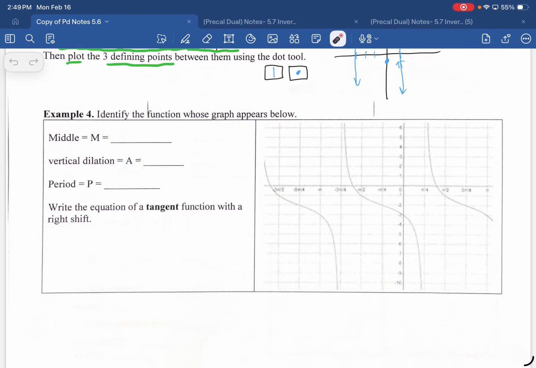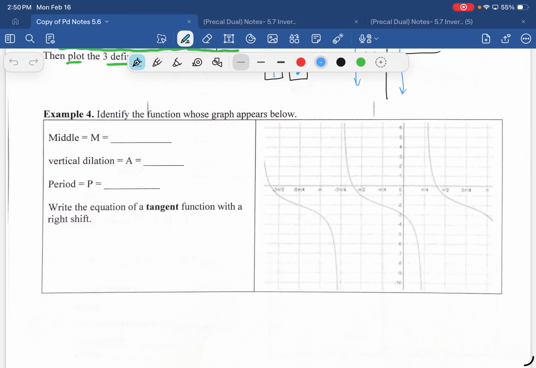So for the vertical asymptotes, this one ends at positive pi over 4, and this one begins at negative 3 pi over 4. Minus a negative turns into addition, and pi over 4 plus 3 pi over 4 is going to be 4 pi over 4, which then simplifies to pi. So the period is pi.